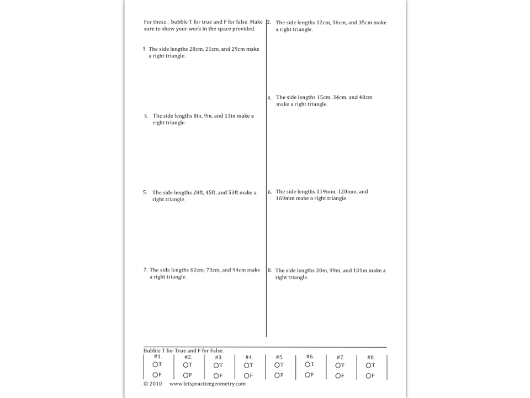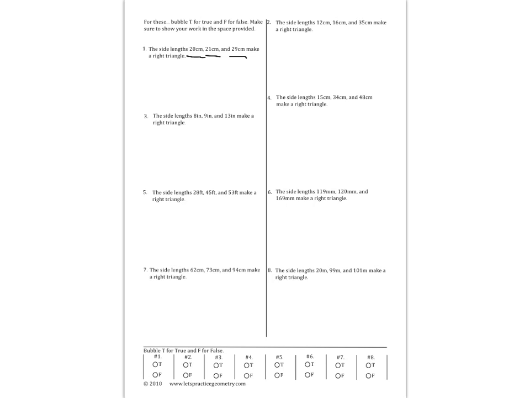So let's actually do an example together. And it's wanting us to do true or false on here. You can write T or F. You can bubble at the bottom. I really don't care which one you do, but make sure you do one of them and make sure it's very clear and make sure you do it all of the time. Don't do it one way for a little while and then switch to the other. That's very annoying. So this first one, we have the lengths of 20, 21, and 29.